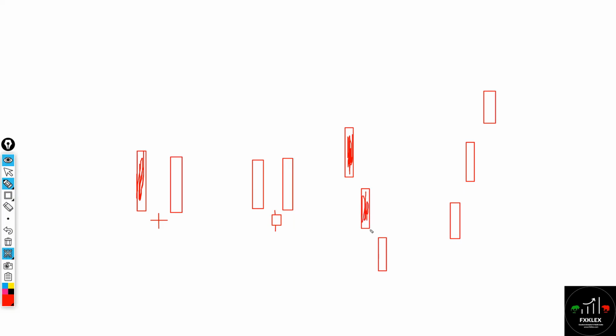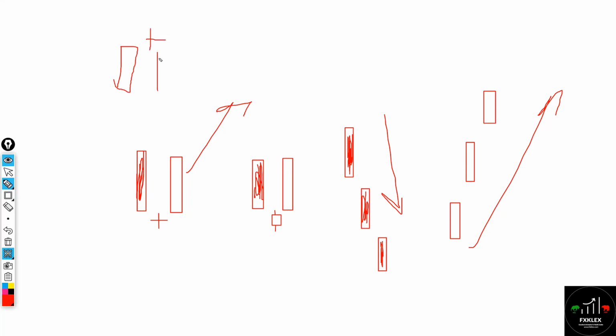Three black crows, the three white soldiers, upward trend, downward trend. These are upward trends. We have the one at the top as well. We have this as well. We have the three inside down as well, and the three inside up. So that was what we discussed in the last class.